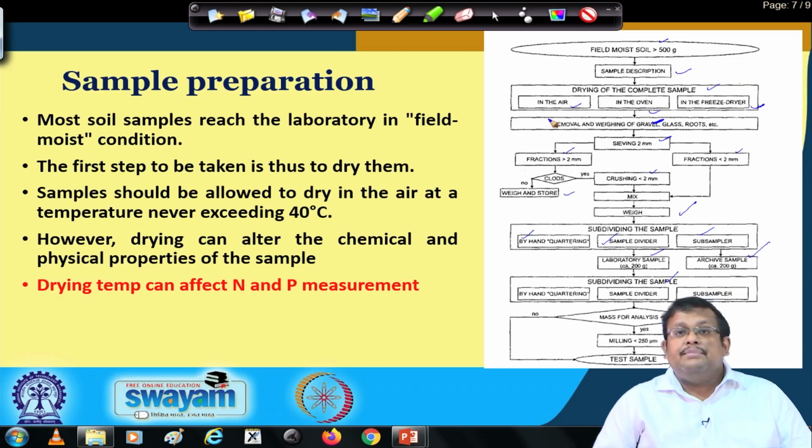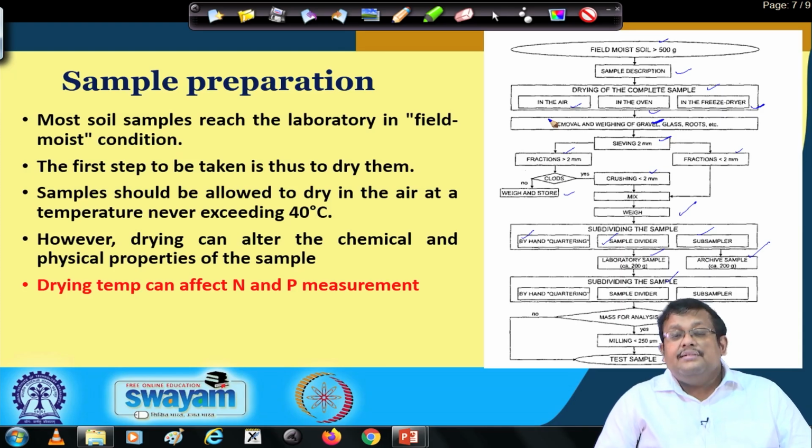If you increase the temperature, the soil organic matter will be oxidized. We do not want that, or organic chemicals or organic molecules which are present in the soil can be oxidized if we increase the temperature. So, that is why we generally maintain the temperature of 40 degree centigrade. However, remember that drying can alter the chemical and physical properties of the sample. So, the drying temperature also can affect the nitrogen and phosphorus measurement. So, drying has a profound influence in soil testing.